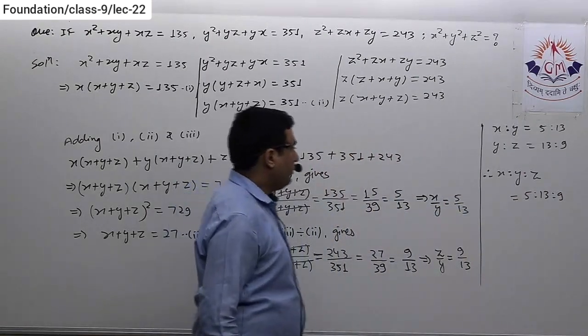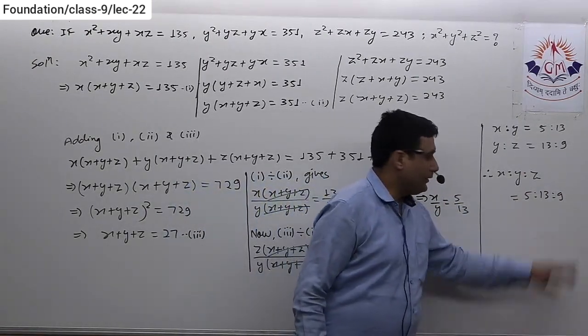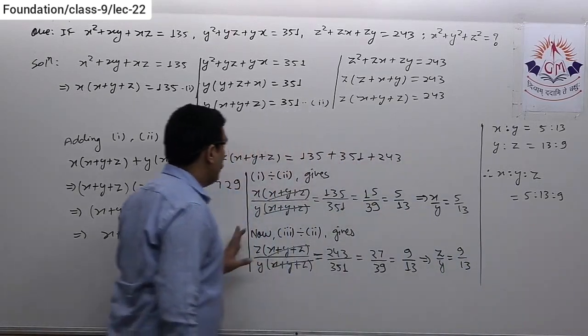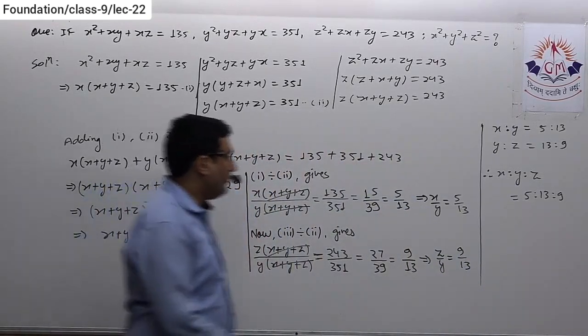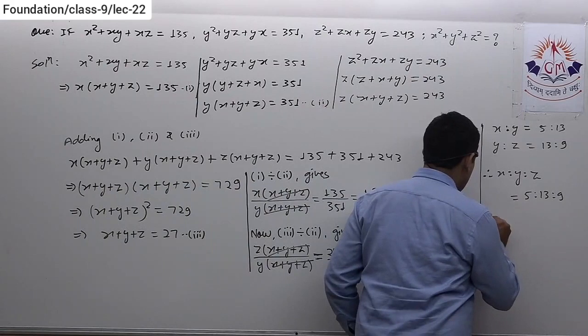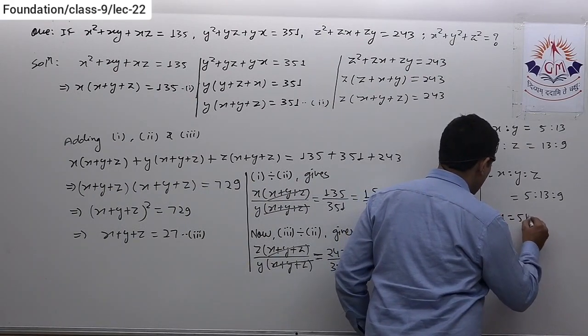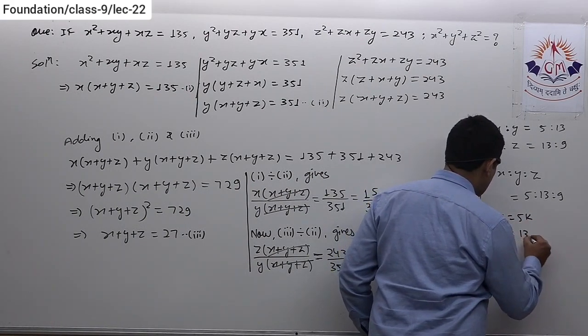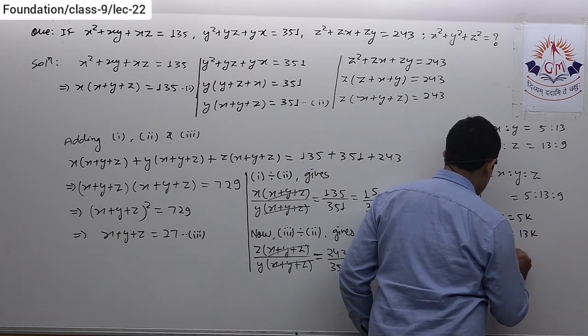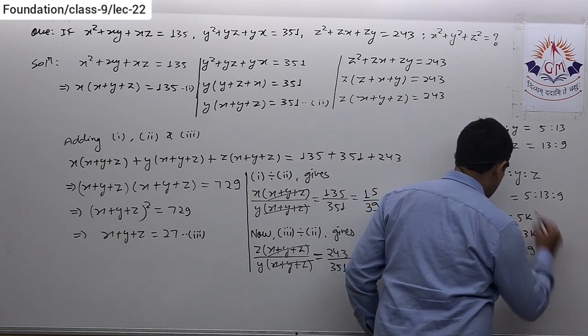Okay, x is to y is to z is equal to 5 is to 13 is to 9. So here I got the ratio. Now it is very easy to get the values of x, y and z. Therefore I can write x is equal to 5k, y is equal to 13k and z is equal to 9k.